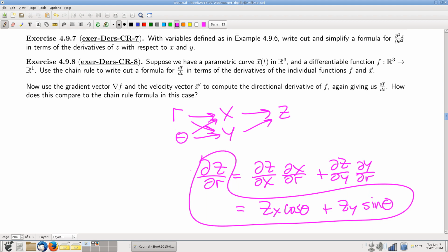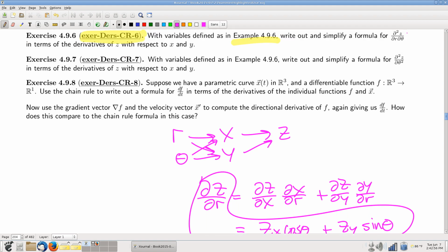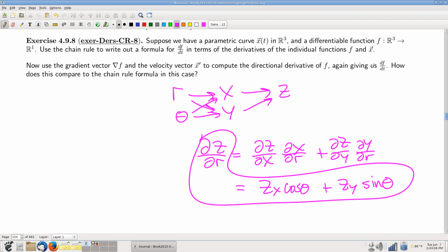Now what we've been asked to compute here is the partial with respect to theta and then with respect to r, and I'm just going to do it in the other order because you're allowed to switch the orders, and I'm going to compute the theta partial of this. Is that cool?